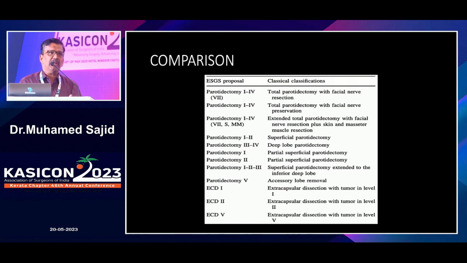So this is a comparison of the ESGS terminology with relationship to the conventional description. If we are to do a conservative parotidectomy or total parotidectomy, in the newer terminology it will be called parotidectomy level 1 to 4. Similarly, for extracapsular dissection, if you are doing only level 1, it is called ECD1 dissection, likewise up to ECD4 or 5. So this is basically the comparison and classification.